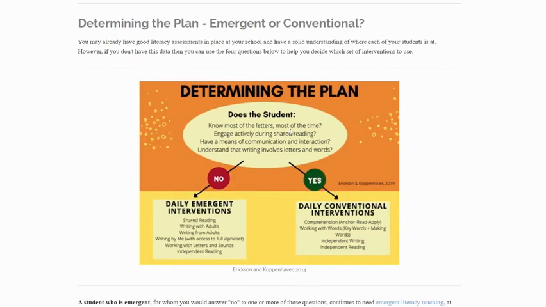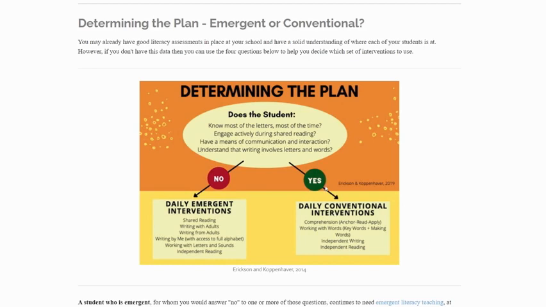And it asks the question, does the student know letters most of the time, engage actively during shared reading, have a means of communication and interaction, and understand that writing involves letters and words? If the answer to all of those is yes, we would determine that that student would be supported by daily conventional interventions. And so we would use things like comprehension, working with words, independent writing, and independent reading, and some of the other shared curriculums that you are well aware of.